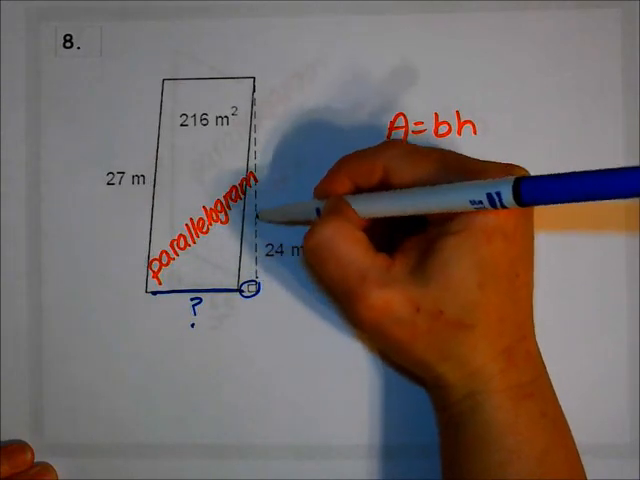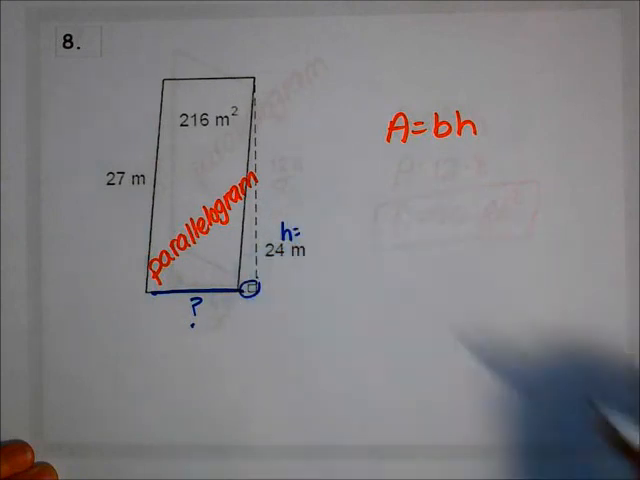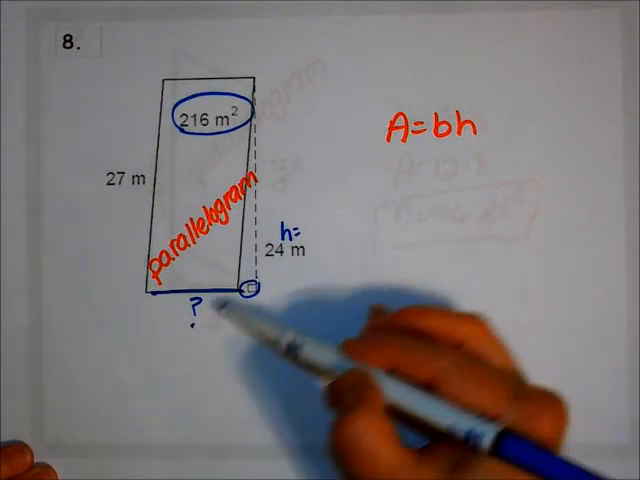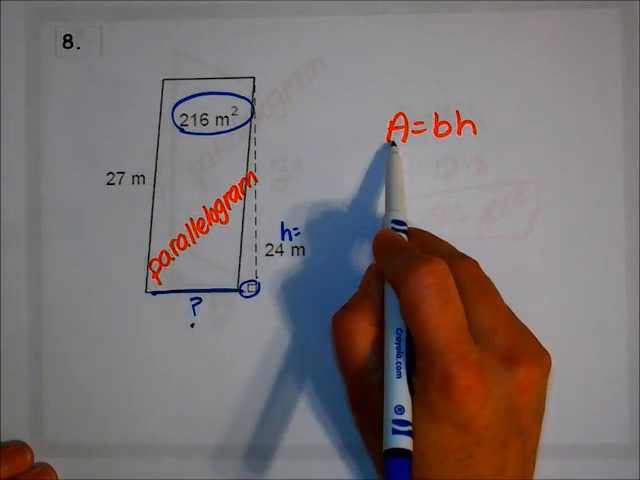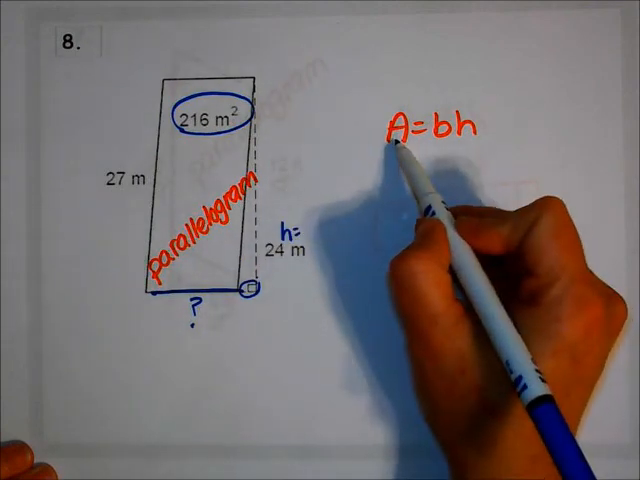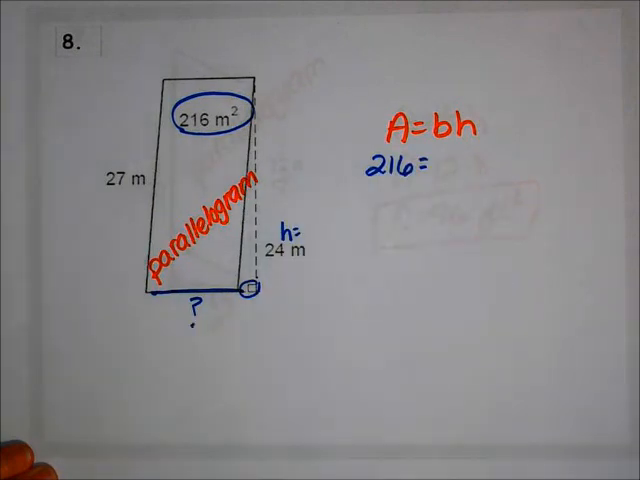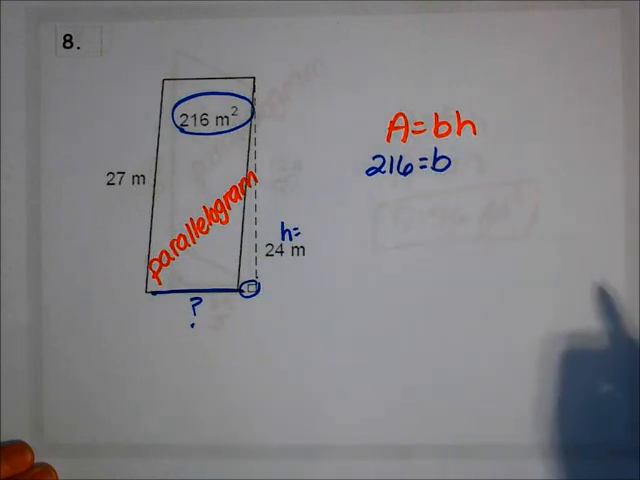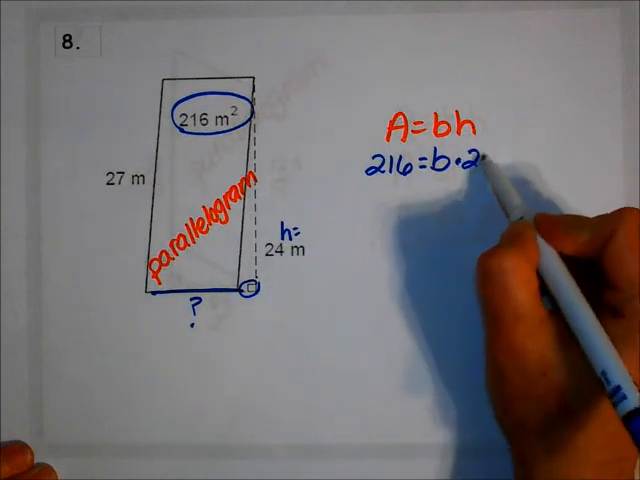And I know here's my dotted line, my height, where it's standing up tall and straight. So my height is 24. And notice this time they give me the area and the height and want me to find the base. So since I know the area is 216 square meters, under A for area, I'm going to put 216. I don't know the base, so I'm going to leave it as the variable B, times the height is 24.